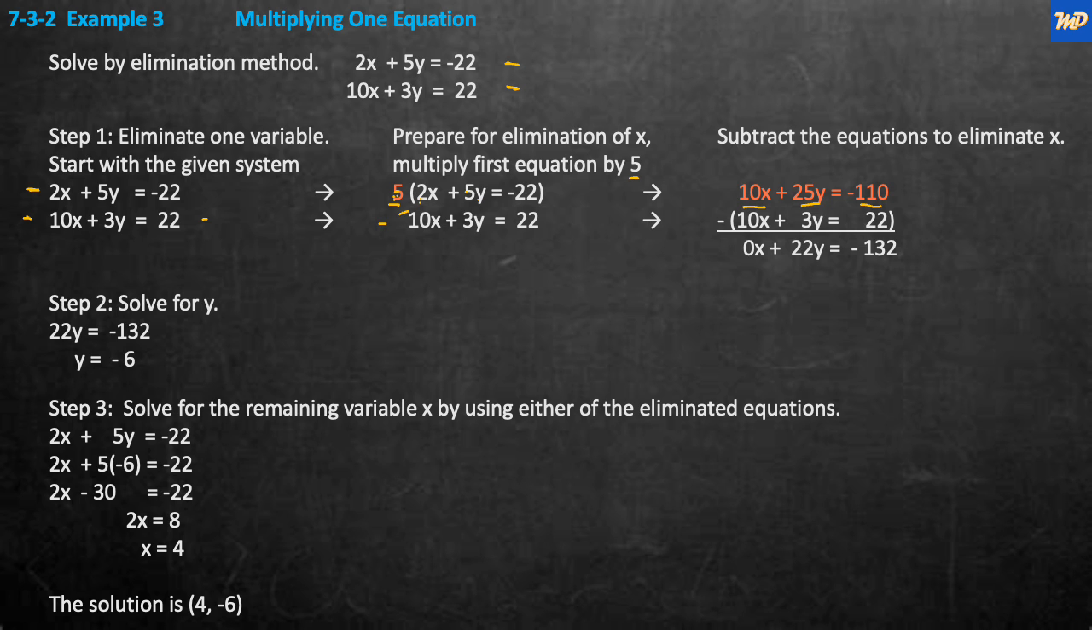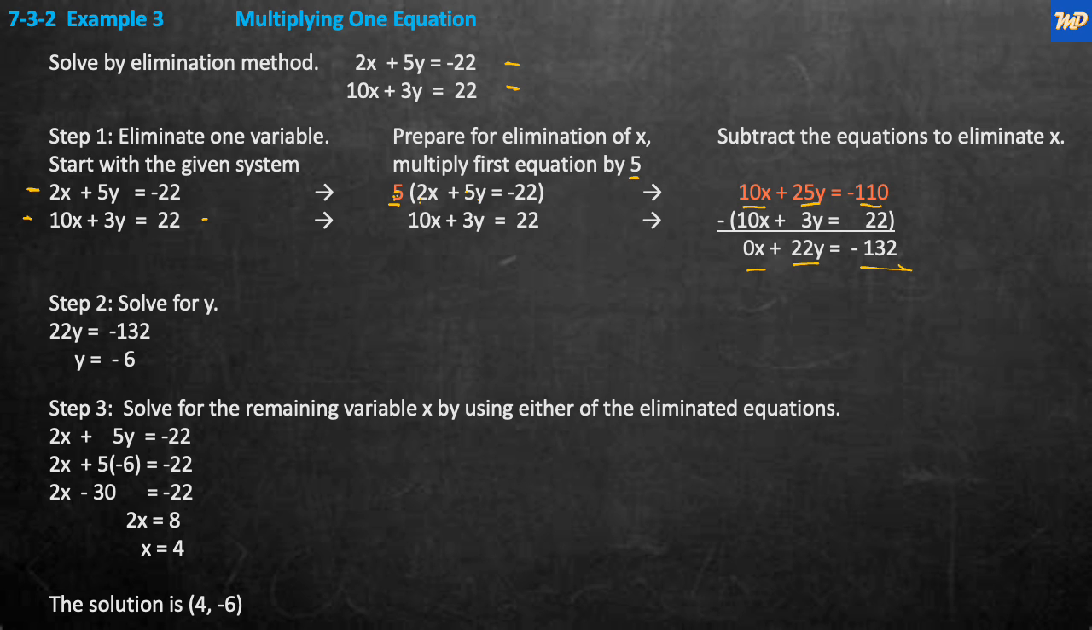We're going to subtract that other equation. We have parentheses around the entire equation because we're going to subtract every term in that equation. To start off, from 10x we subtract 10x, and we end up with 0x. 25y minus 3y is 22y. And negative 110 minus 22 is negative 132.